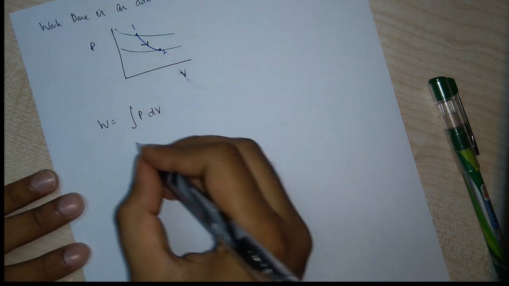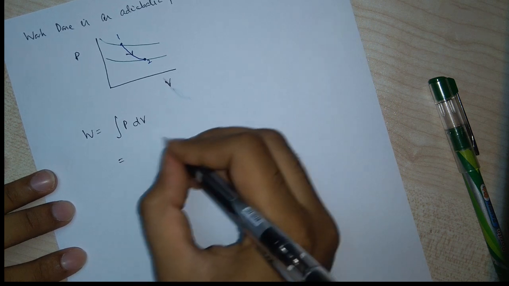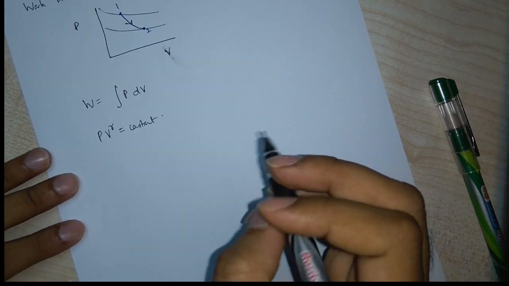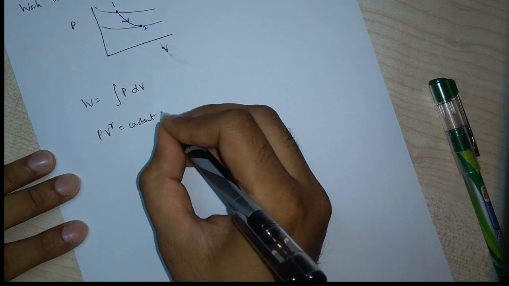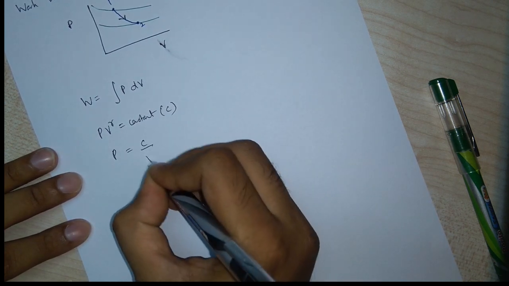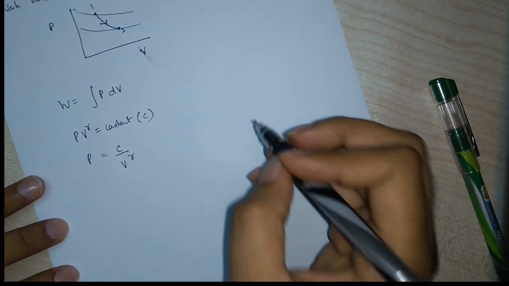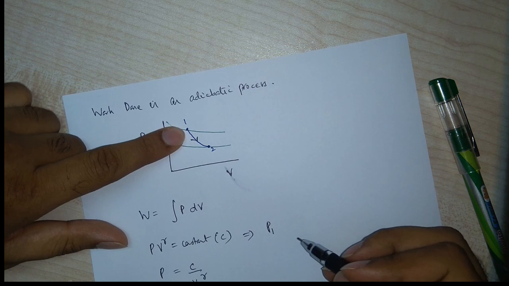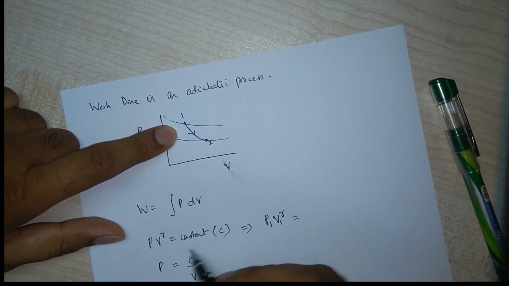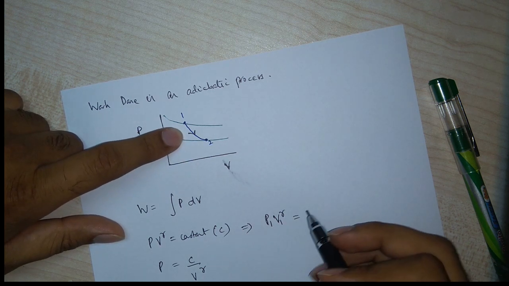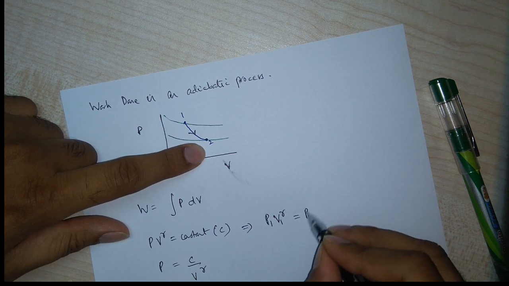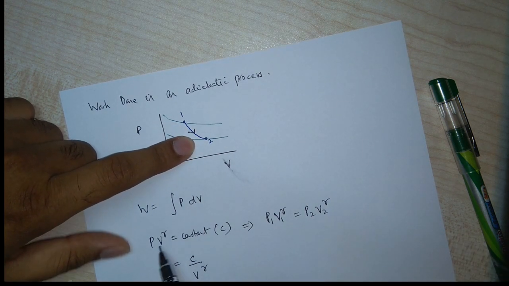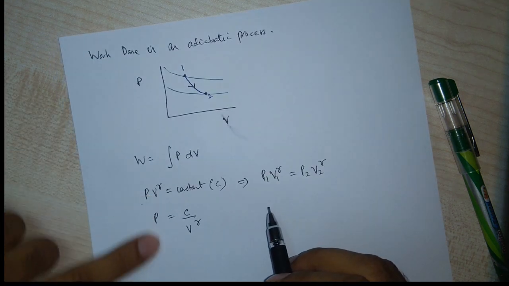Here, we know that for an adiabatic process, PV raised to gamma is equal to a constant. If we consider the constant to be C, then P is equal to C times V raised to minus gamma. Another thing we notice is, at point 1, P1 V1 raised to gamma is a constant anywhere along this path. At point 2 also, this equation must be satisfied. Anywhere along this path, if it is an adiabatic process, PV raised to gamma must be equal to a constant.